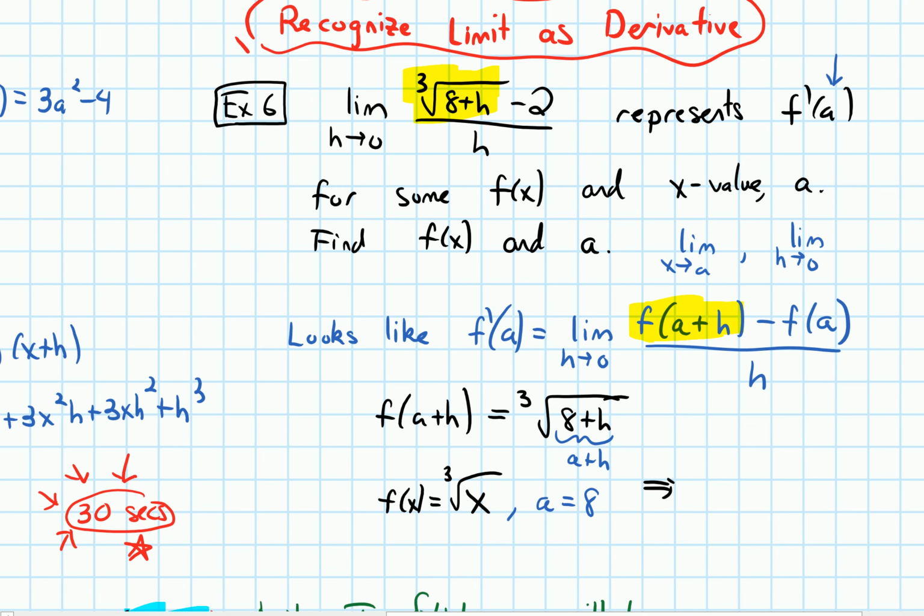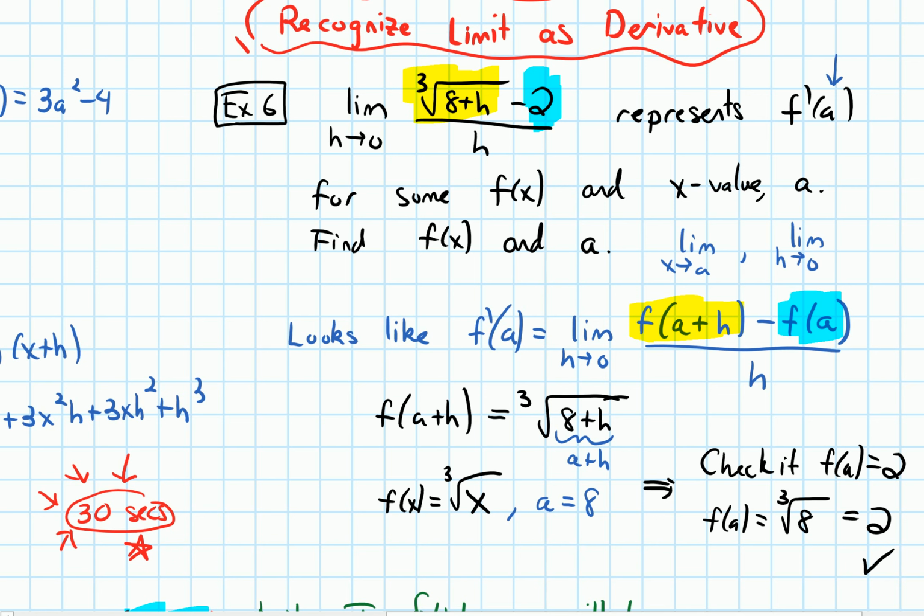But to check this, at this point, f of a plus h matches up perfectly with the cube root of 8 plus h, because that's how we determined this. But let's make sure that f of a matches up with the 2. So let's check if f of a equals 2, because we need this part to be equal to that 2. Let's plug in 8 into our function. f of a is the cube root of 8, and that is 2. Okay, so this checks out, which means this is our answer. This limit right here was actually representing the derivative of the cube root of x at 8.